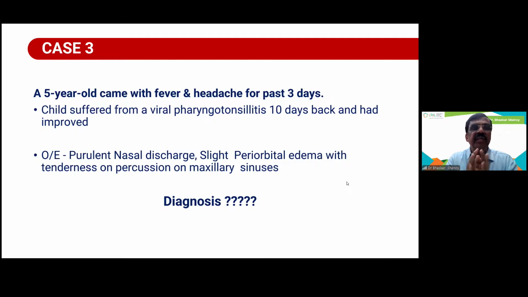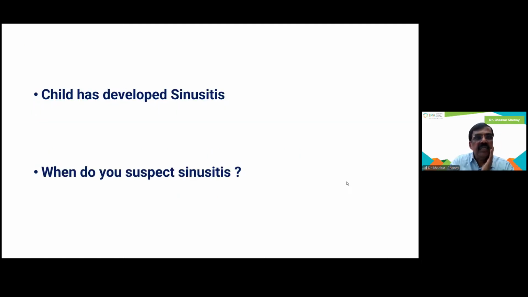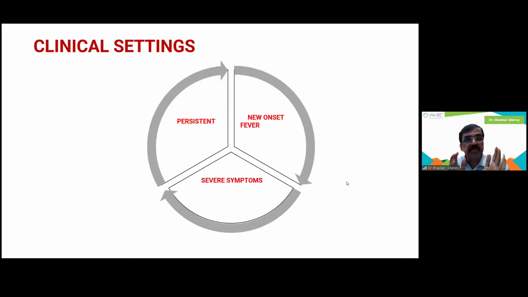The next case, a 5-year-old comes with fever and headache for 3 days. The child had upper respiratory pharyngitis, tonsillitis, and had improved. Now he has purulent nasal discharge, periorbital edema, and tenderness on the maxillary sinus. Naturally, the diagnosis will be sinusitis. So when do you suspect sinusitis? Sinusitis, when the symptoms are persistent, when the symptoms are severe, and there is a new onset fever.